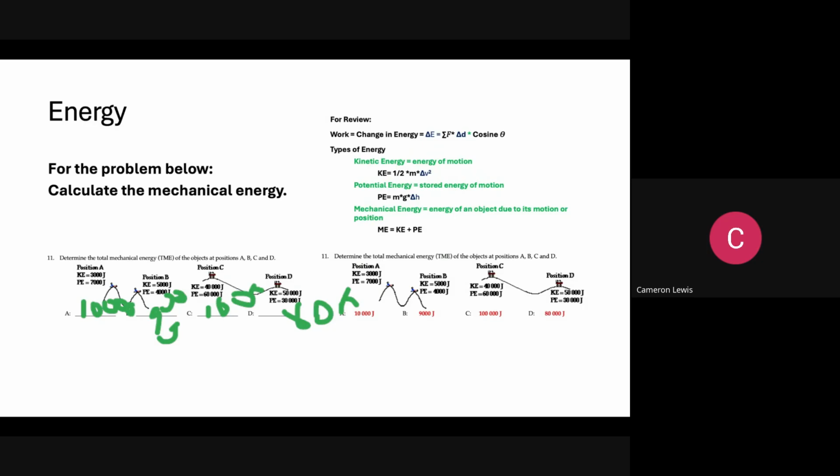Conceptually, right? You're adding what? Potential and kinetic energy. So that's really what we're doing. Yes, the math was easy, but each time to find the mechanical energy, we're adding both the potential and kinetic energy within that system.